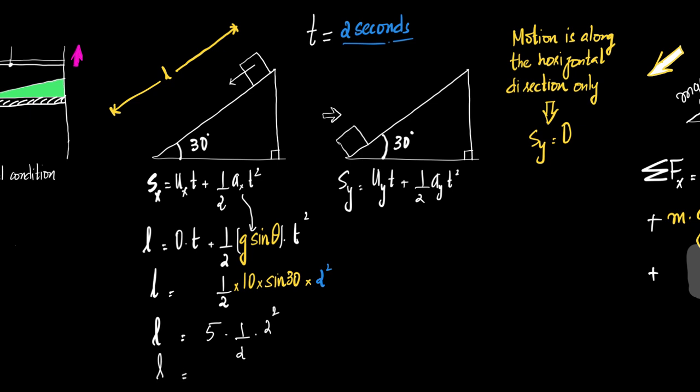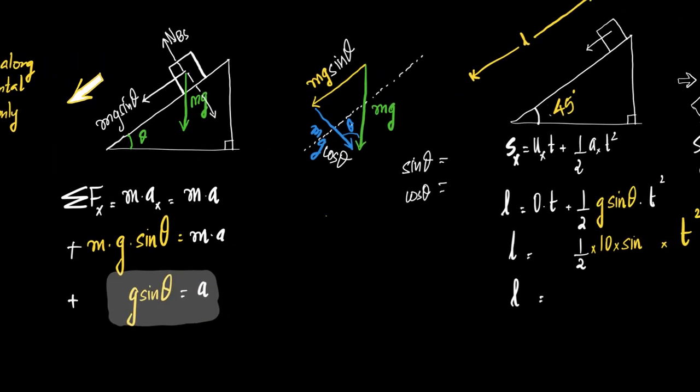Therefore, what is L equal to? L is equal to 5 into 2 square, which is 4. 4 by 2 is 2. So L is equal to 10 meters, which implies the inclined distance here is 10 meters, right?